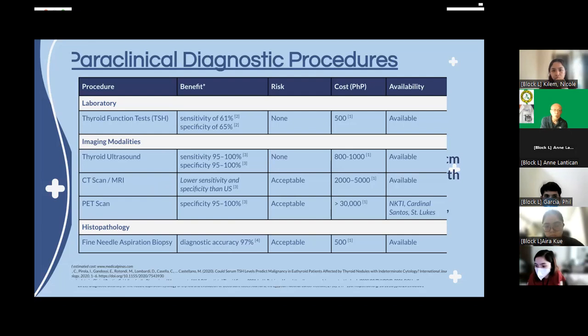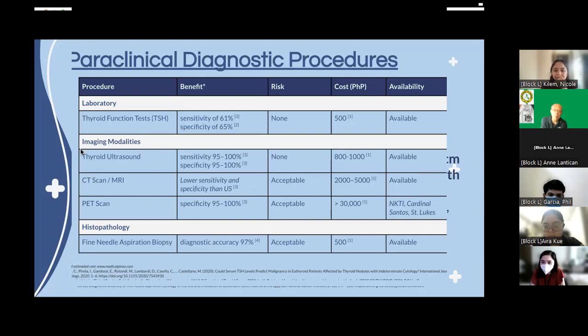Then, after that, you input kasi kung structure ang kukunin mo, not the functions, huwag ka na mag-PET scan, di ba? Okay. So you go for choice between ultrasound and CT scan or MRI. So between the two, it says that you have lower sensitivity and specificity than ultrasound. Bakit kaya? Bakit kaya? That we all know that CT scan and MRI has a higher resolution, di ba?